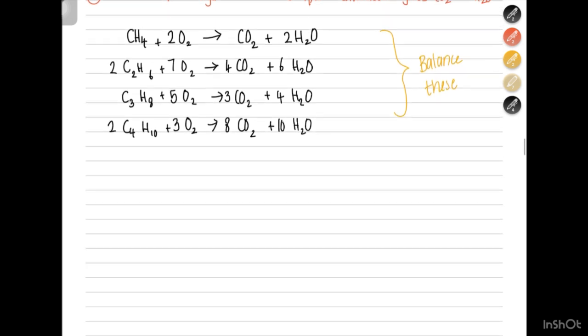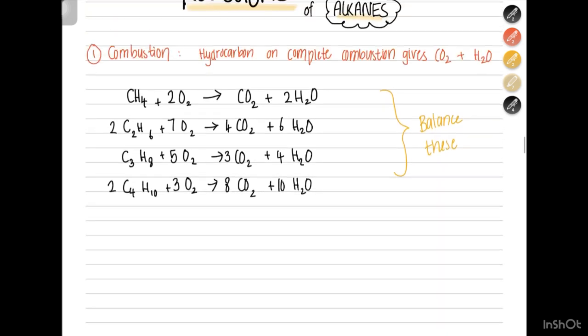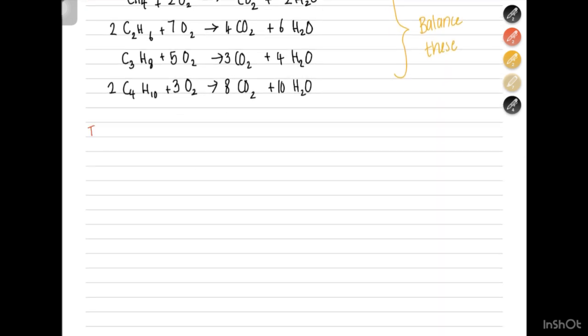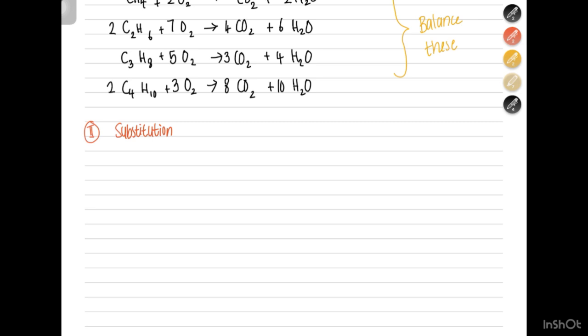Now there's another type of reaction that alkanes undergo. This is called substitution. In a substitution reaction, one of the atoms is going to get substituted with another atom. So let's do an example with methane.